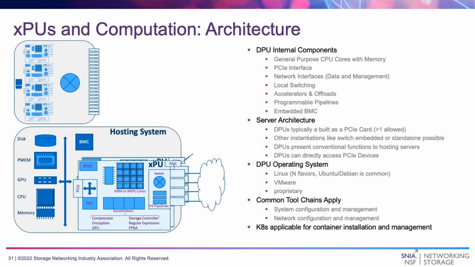Again, because this is an independent little system sitting there, I can use all of my management, orchestration and control plane tool chains. And for the network configuration, I can use my network configuration tools. I have a switch in there. The switch will have network management APIs exposed. I can configure that directly. And then finally, I can use K8s for container installation and container management.